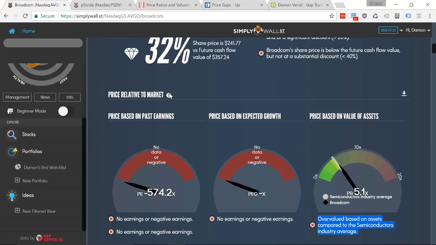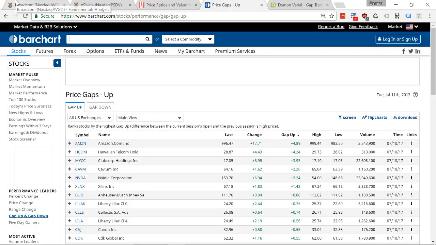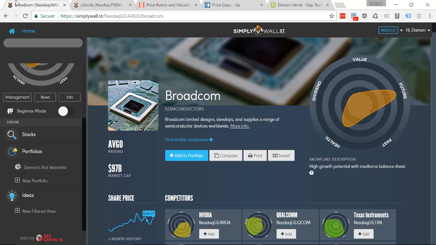So there you go. There's my secret to filtering stocks. Bar charts, simplywall.st. That's pretty much it.